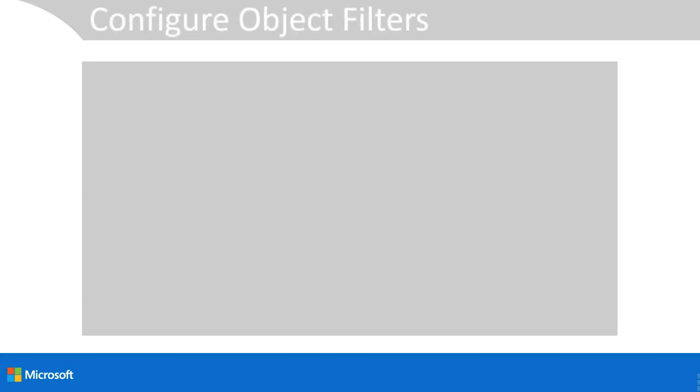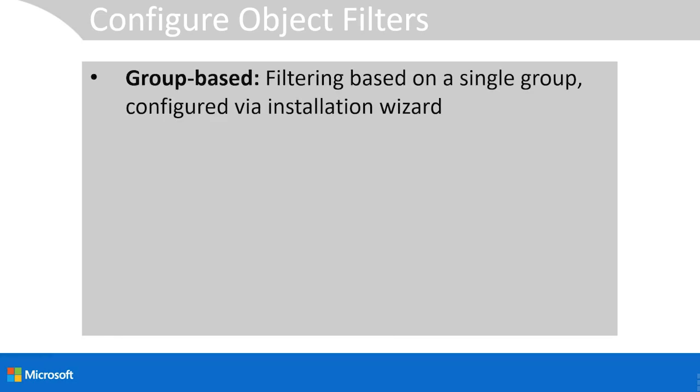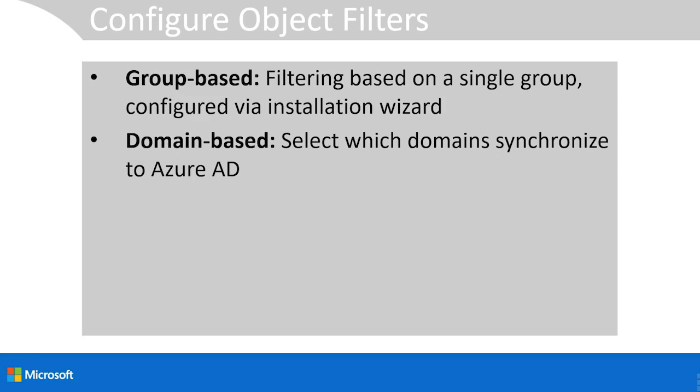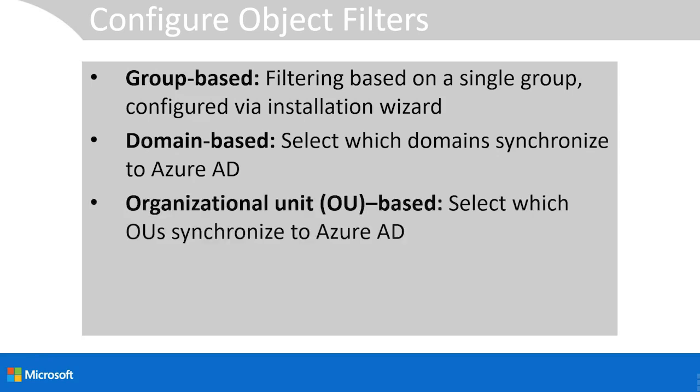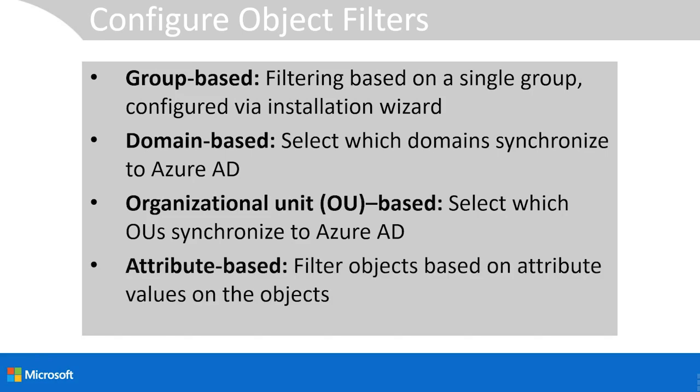Object filters are another thing you can configure with Azure AD Connect. Object filters allow you to selectively sync only parts of your on-prem Active Directory. Object filters can be group-based, where you only synchronize the contents of a single group. This is usually used for testing or pilot projects. They can also be domain-based, where you only choose certain domains from your forest to sync. You can also choose to sync only certain OUs, and you can also filter on specific attribute values and only sync domain objects that match your attribute filter.